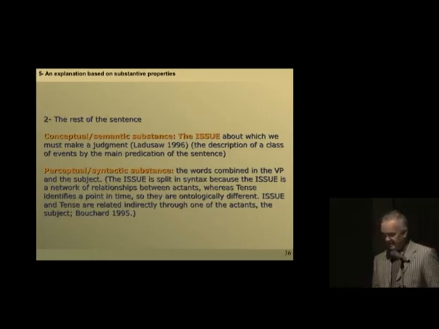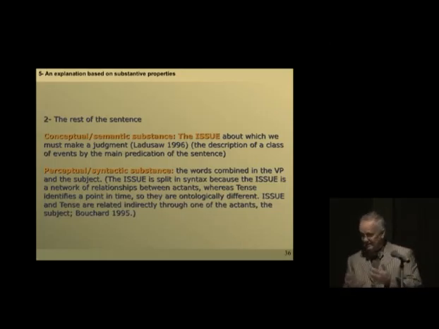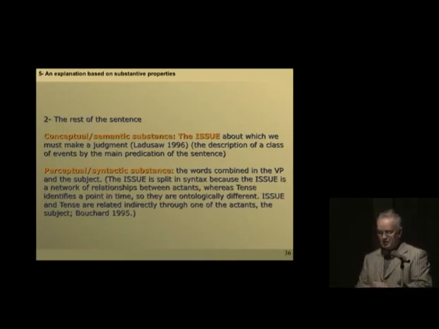What about the rest of the sentence? What is its meaning, at least relevant to what we're discussing here? We could call it the issue, okay, about which we must make a judgment, using the term from Ladouceur 1996, who introduced this notion in a discussion of negation and negative polarity items. What's the issue? It's the description of a class of events by the main predication of the sentence. Okay, it's the thing you're talking about.